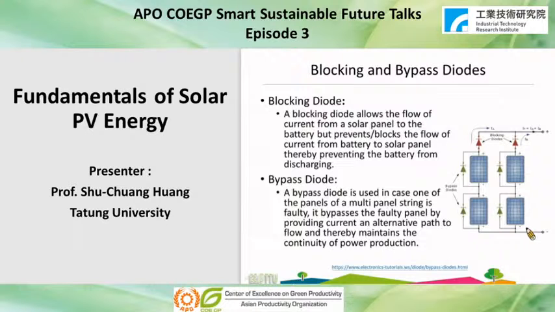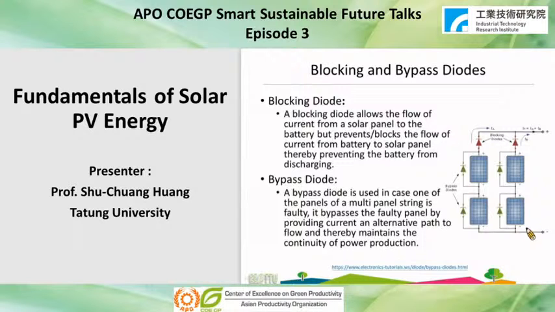Just as I mentioned previously, there are diodes in the junction box. In addition to that, we need to put extra diodes to serve as a blocking diode or bypass diode. The blocking diode allows the flow of current from the solar panel to the battery, but blocks the flow of current from the battery to the solar panel, thereby preventing the battery from discharging.